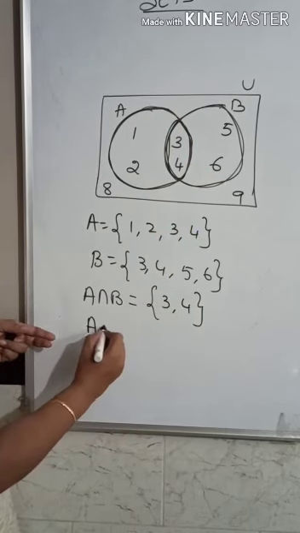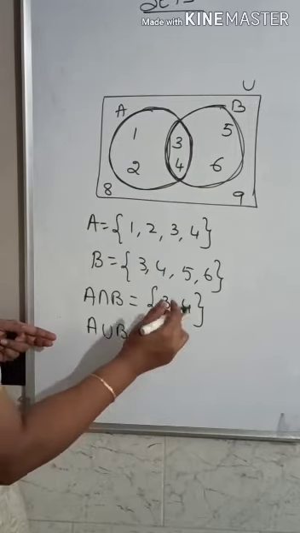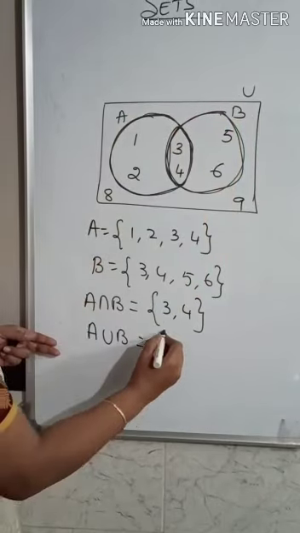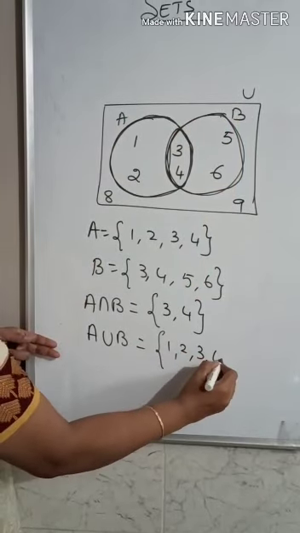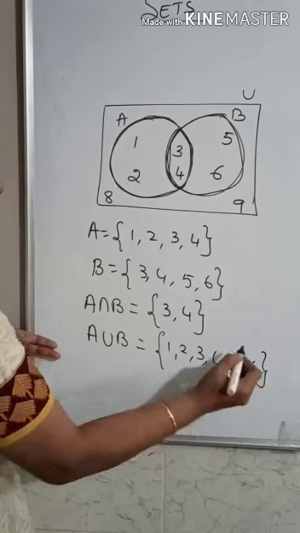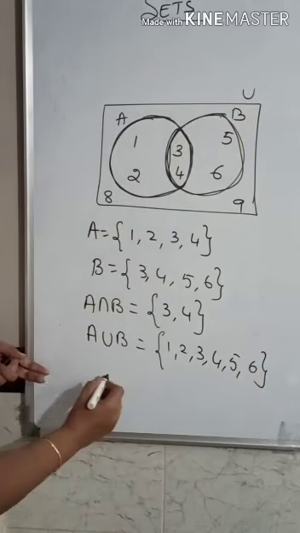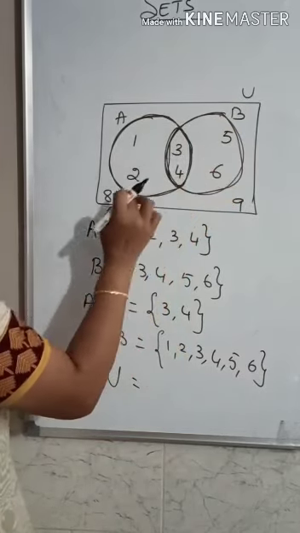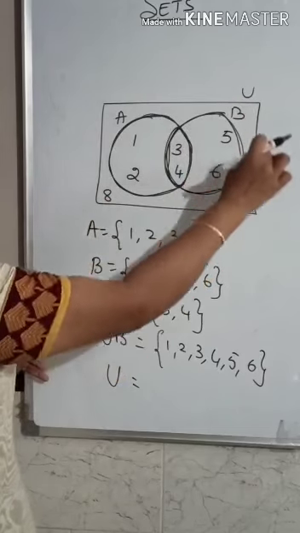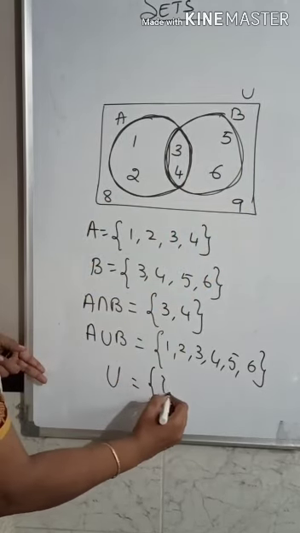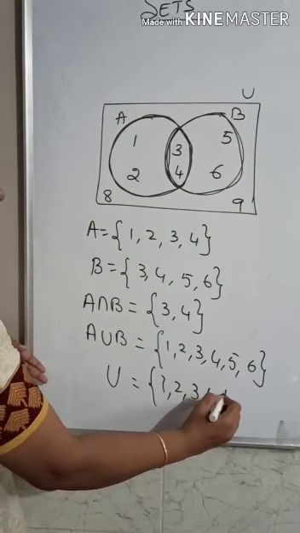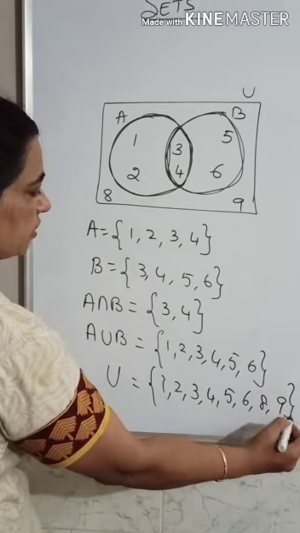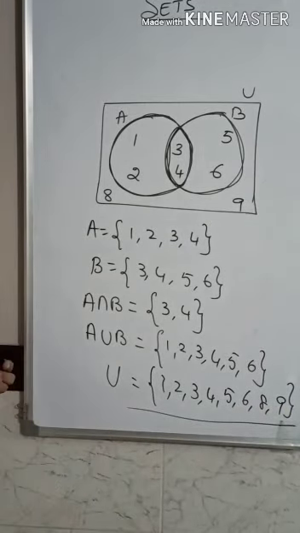The next one is how to find out the union of the two sets. Union of the two sets are all the elements that are present in both the circles. So you write it as 1, 2, 3, 4, 5 and 6. Now next you have got how to write the universal set. Universal set are the elements present in both the circles along with the elements that is present in the square. So you get universal set as 1, 2, 3, 4, 5, 6, 8 and 9. So this is how you write the sets using the Venn diagram.